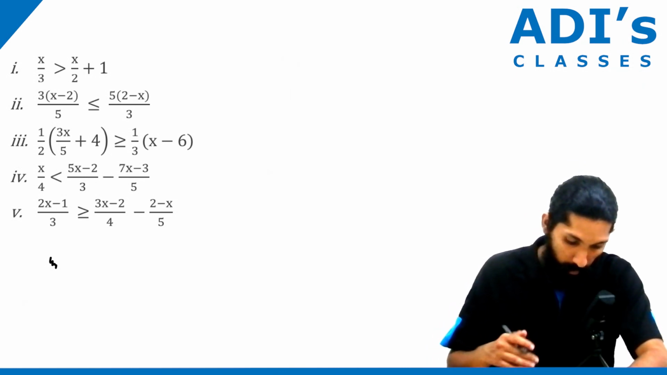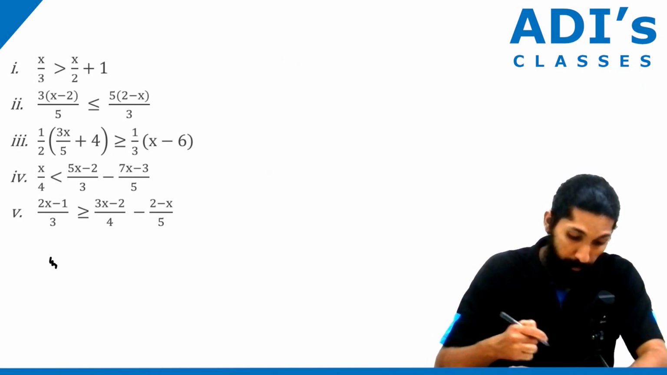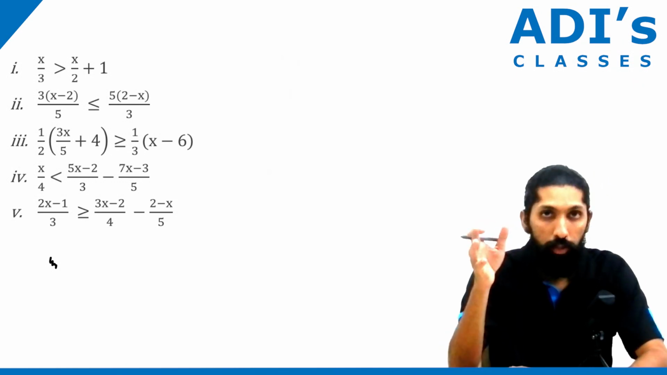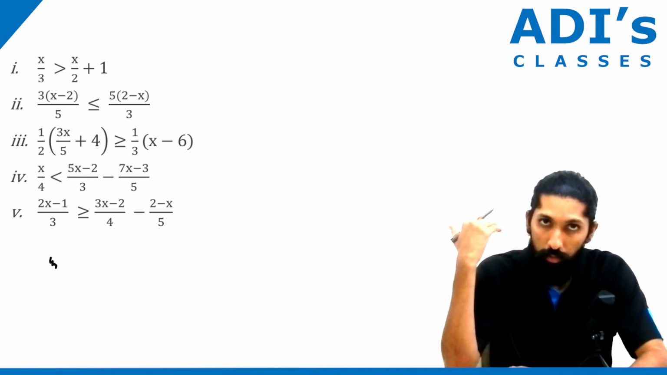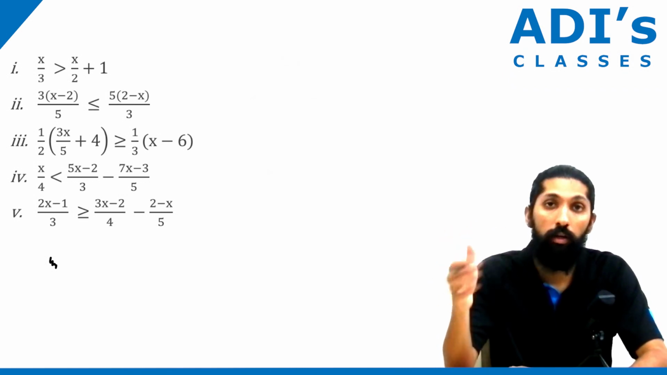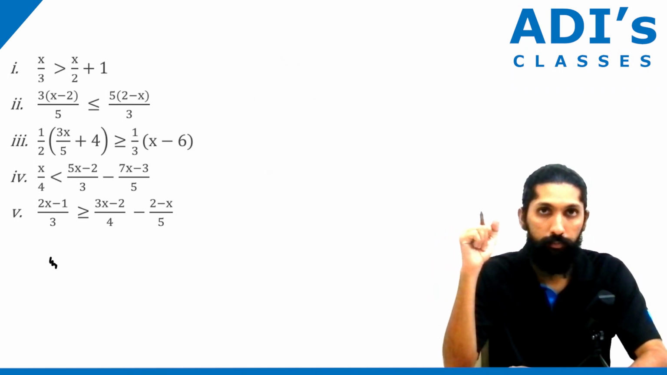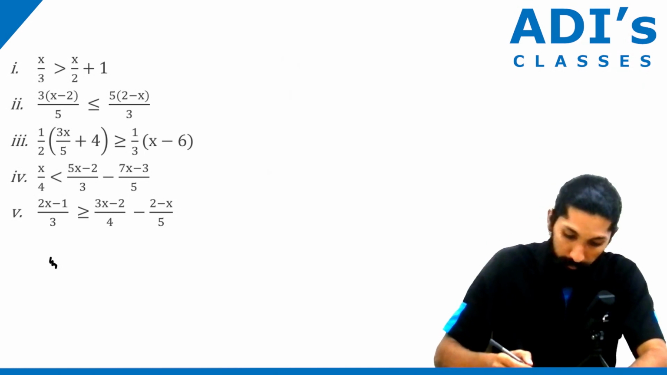Look at the first one. You have x by 3 greater than x by 2 plus 1. Now I've given you all 5 problems together, so you can finish each problem as and when you are done with it. Okay. So look at the first one.